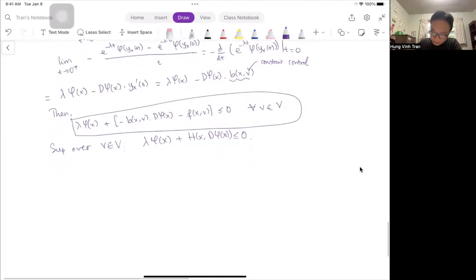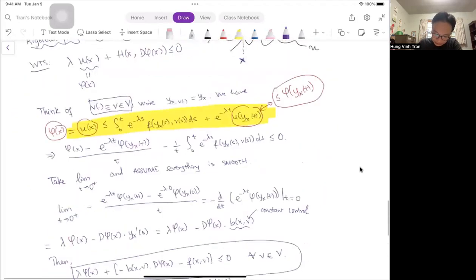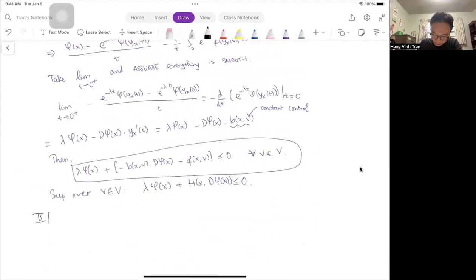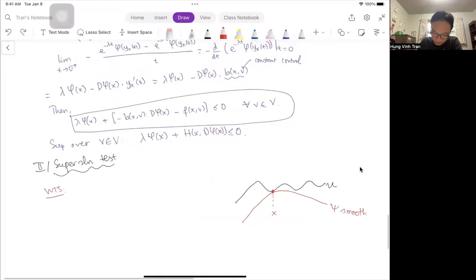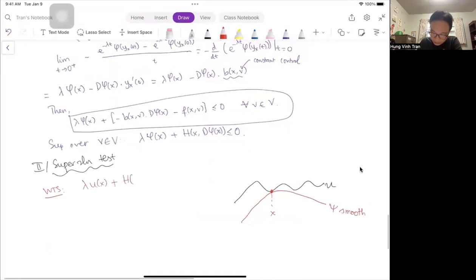Okay, the second part now is the supersolution test. Again, the picture is that u is being touched from below at a value x. Again, I don't want to use x naught because it complicates the notation. So it is being touched from below by a smooth function psi at x, and we want to show that lambda u of x plus H(x, d psi of x) is greater than or equal to 0. Let me recall again that u of x equals psi of x because they touch each other at this point.